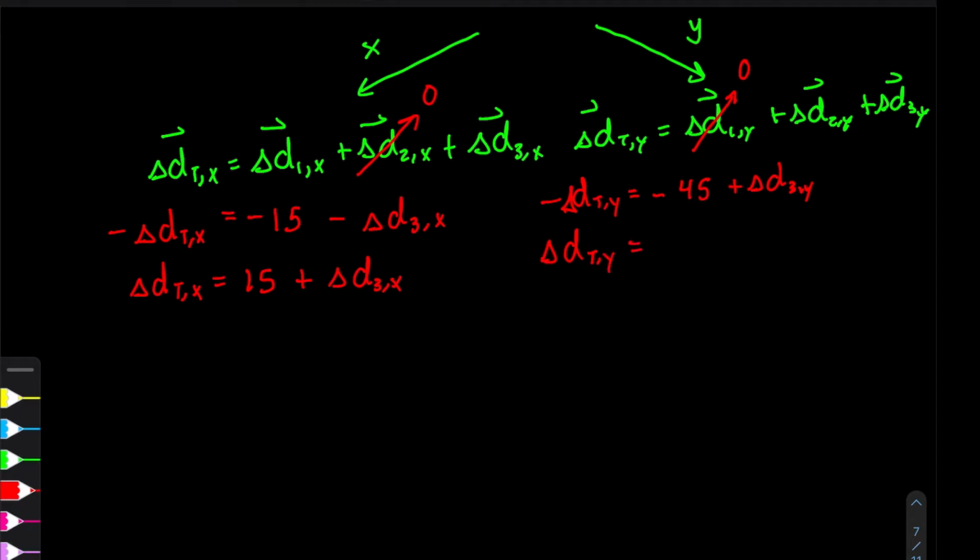So delta dty equals 45 minus delta d3y. Good. So now at this point, notice that we're going to have to find the components of the third displacement, delta d3x and delta d3y. In order to do that, we're going to have to redraw the triangle for the third displacement and find the x and y components.